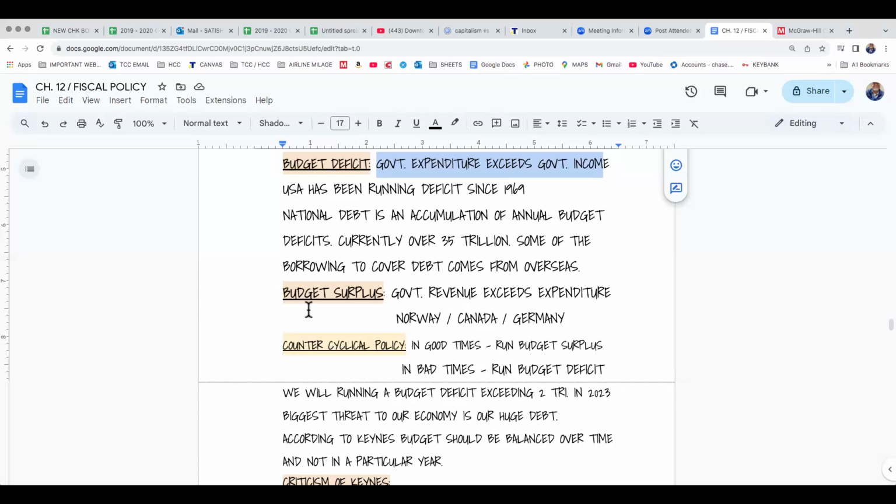Budget surplus is the opposite, when the government revenue exceeds expenditure. So we have seen some countries, they have been able to run surpluses to target debt. Norway is one example, Canada and Germany.